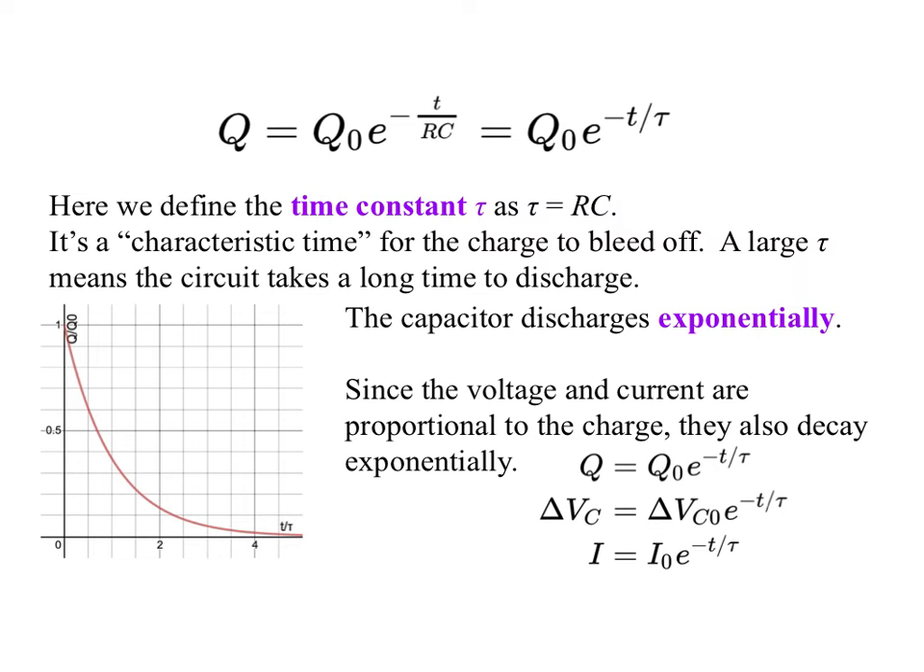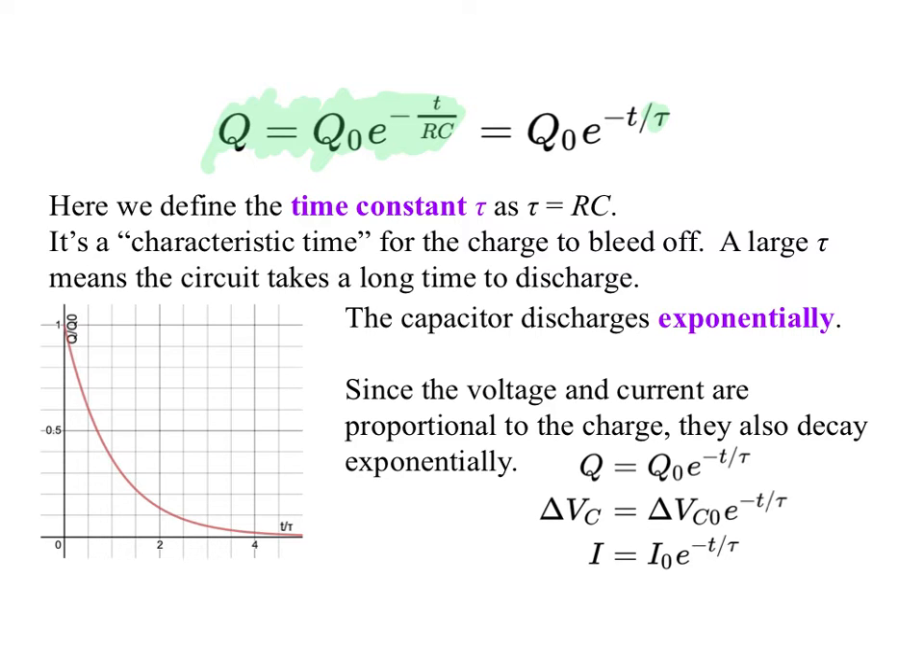We traditionally write q equals q0 e to the minus t over RC. We often write it as q0 e to the minus t over tau, where tau is this thing called the time constant, and it's equal to R times C. Tau is a characteristic time for the charge to bleed off, which is a phrase every textbook uses, often without defining very well. We do know that a large tau means the circuit will take a long time to discharge, and a small tau means that it will take less time.